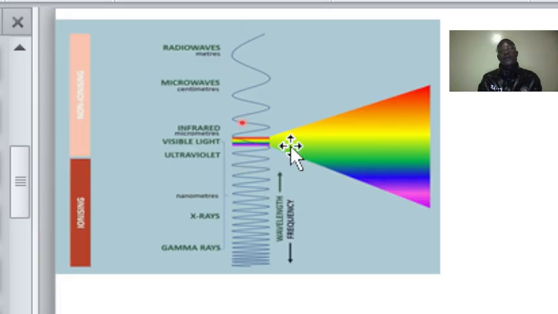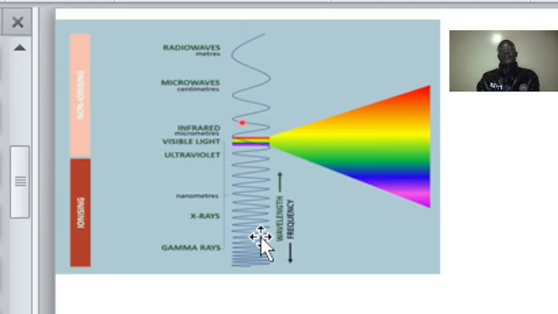Now, the members that are up are not able to ionize. Reason being, they have low energy. Even if they interact with matter, they cannot dislodge an electron, and therefore the energy they have is not sufficient for ionization. They can't ionize matter. But these two members, the gamma and the X-ray, are able to ionize.